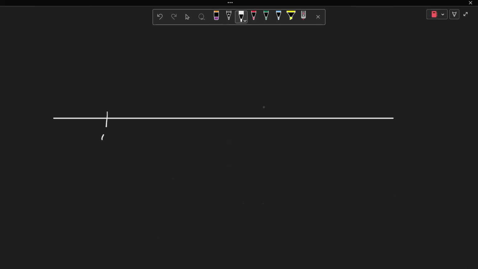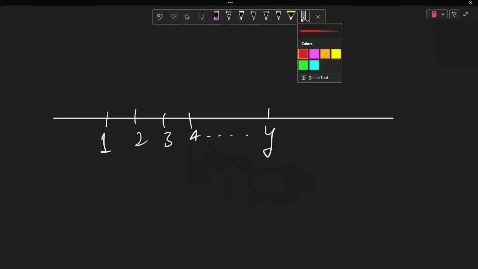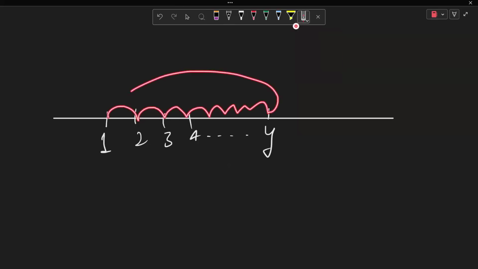let's say you are at 1 now. Let's say y is some variable y only, 2, 3, 4, y. Now what cycle would you have? You would have this cycle: from 1, you would reach 2, 3, 4 till y, and from y you would get back to 1. So how many steps did it take? If you look carefully, one step to reach 2, two steps to reach 3, three steps to reach 4, x steps to reach x plus 1, and y minus 1 steps to reach y.